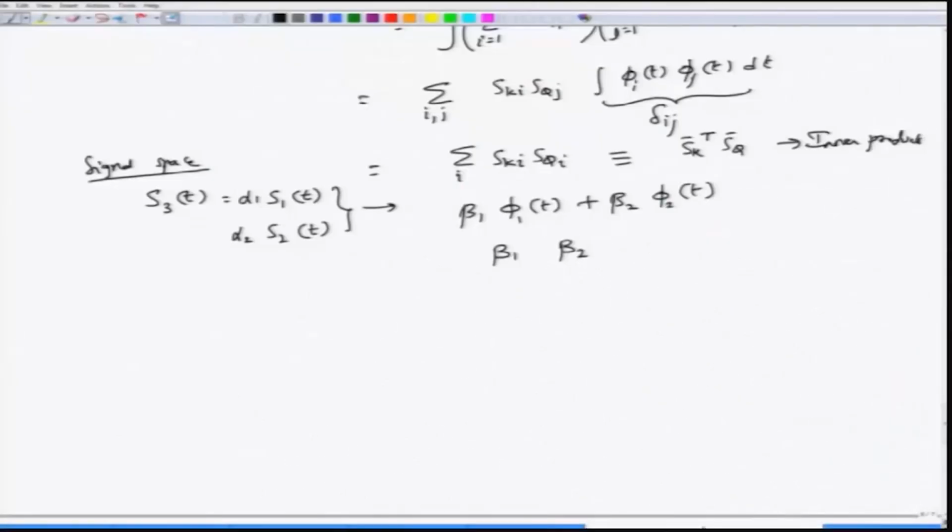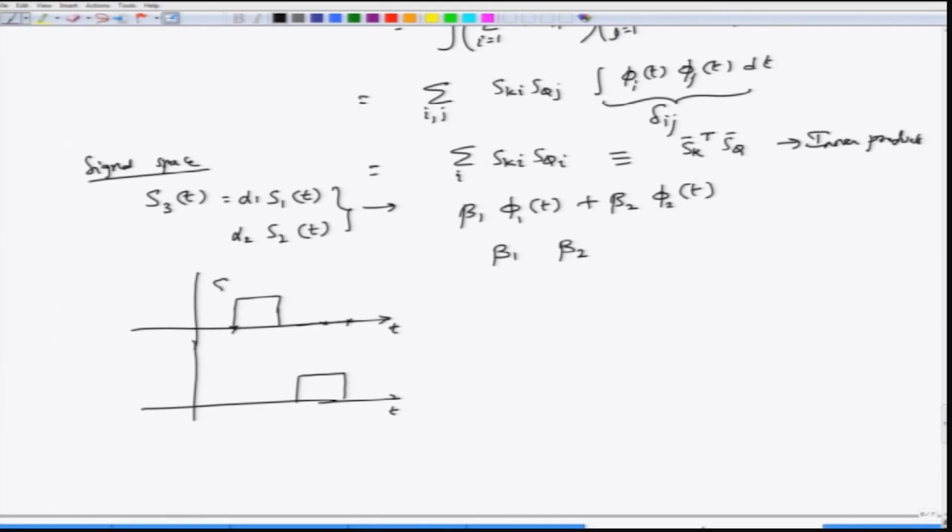So, if we go back to the signal space, S3 of t can be written as some linear combination of S1 of t and S2 of t. If you recall what S1 of t and S2 of t looked like, this is how S1 of t looked and this is how S2 of t looked, over the duration t1 to t3. Over this duration, the inner product of these two functions is clearly equal to 0, meaning that these two are already orthogonal signals.